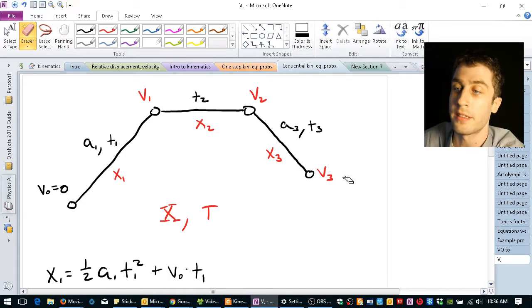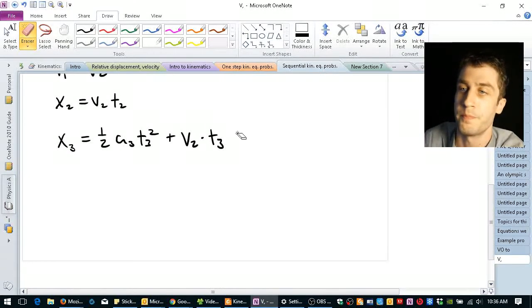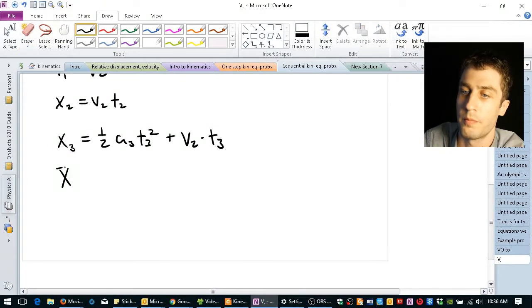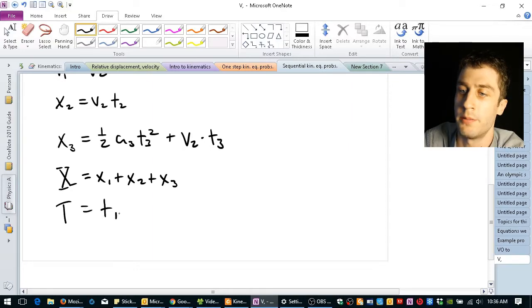And then finally, I'll use the same two equations for the total displacement and the total time. The reason I can get away with using just one kinematic equation here is because the problem statement doesn't ask for V3, and we don't need V3 to solve for anything else. That's what makes choosing the right kinematic equations an art form. So capital X equals x1 plus x2 plus x3. Capital T equals t1 plus t2 plus t3.